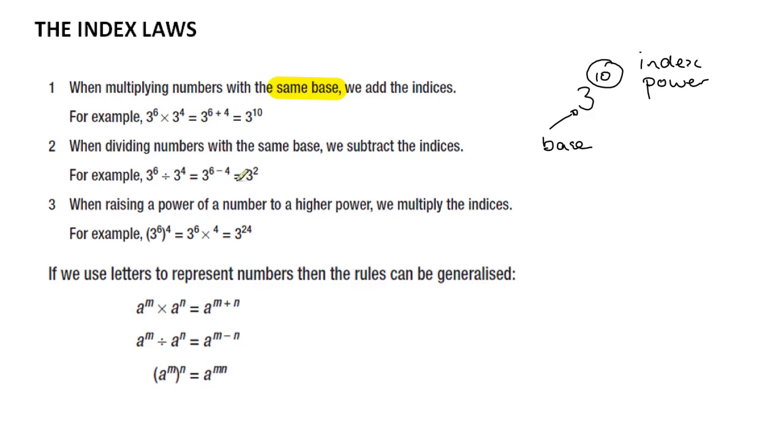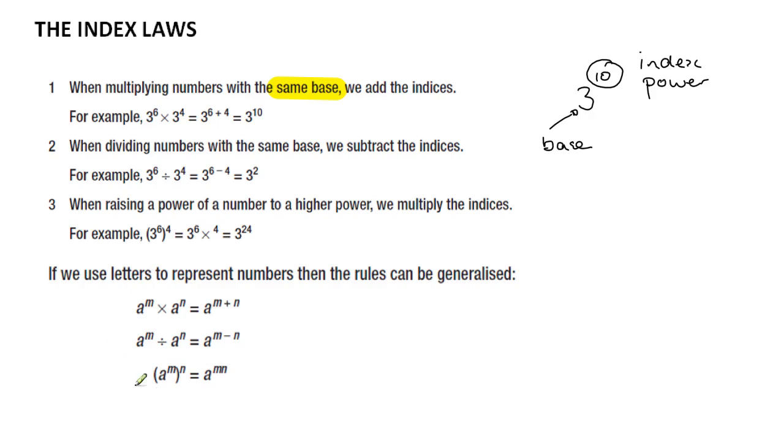Law number 2 says when we're dividing numbers with the same base, we subtract the indices. So there's the base, there are the indices, we subtract them to get our final answer. And the third law that we look at talks about having a power of a number raised to a higher power. So what we mean by this is there's the base, there's a power, 3 to the 6. We raise it to a higher power. When we do this, we multiply the indices together to get the final answer.